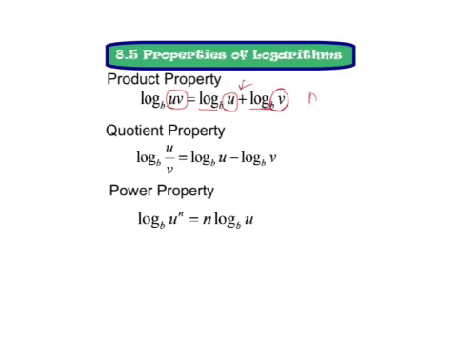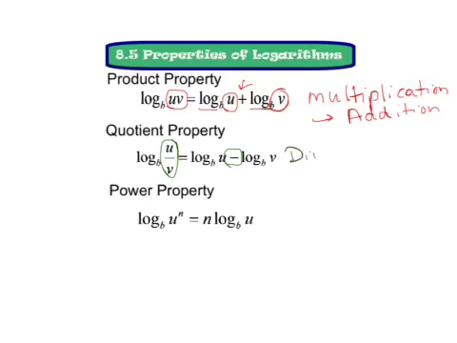So when we have multiplication, it turns into addition. These two operations are related. The second property that we have is the quotient property. And this says that if we have the log of two things that are divided, it will turn into subtraction. So again, division turns into subtraction.